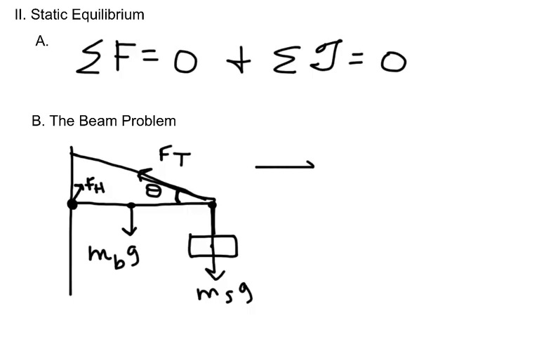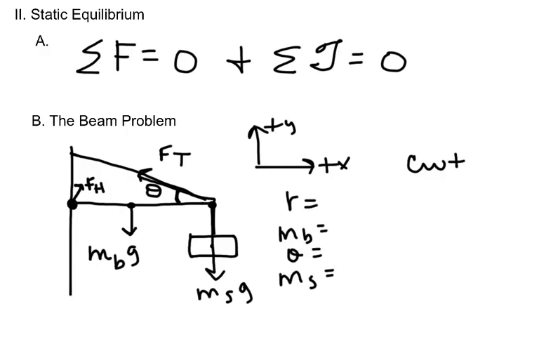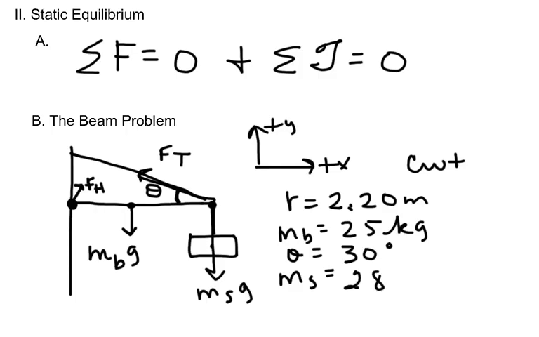Assigning direction, we're going to make right positive, up positive, and I like to make clockwise positive. Writing out the givens, the length of the beam, which I'm going to call r, is 2.20 meters. The mass of the beam is 25 kilograms. The angle of the cable and the beam is 30 degrees, and the mass of the sign is 28 kilograms.